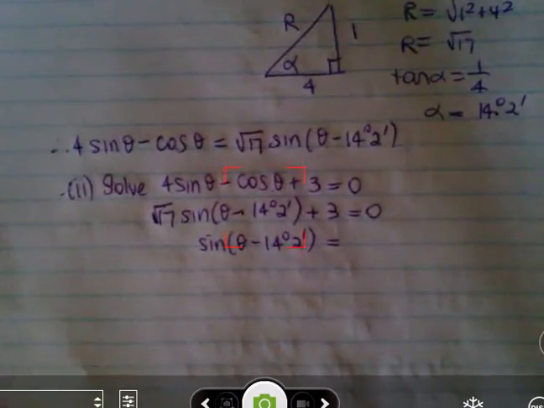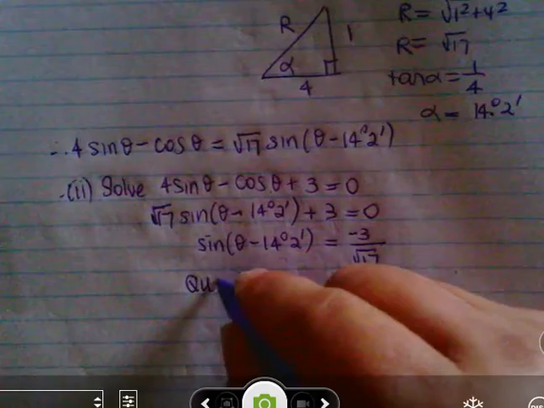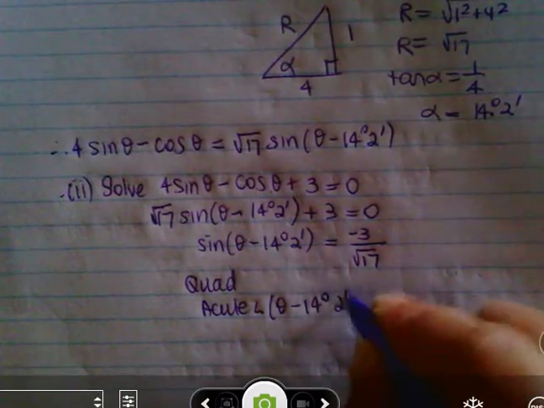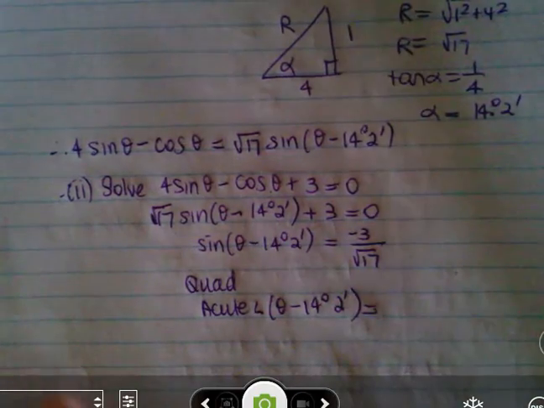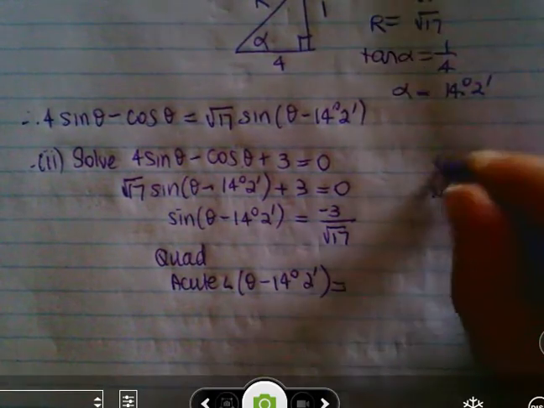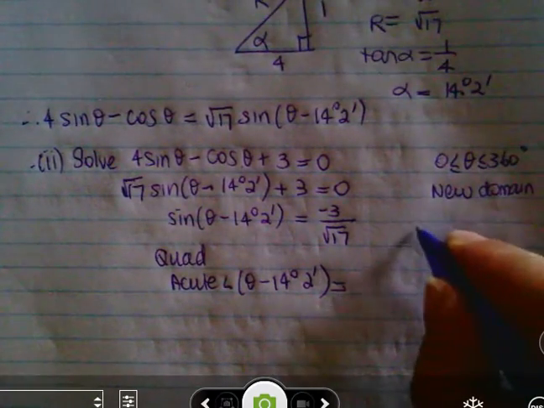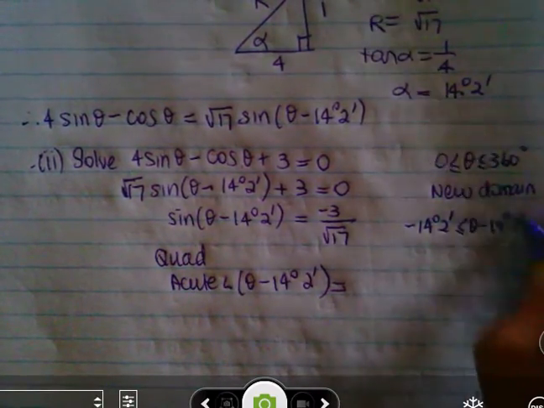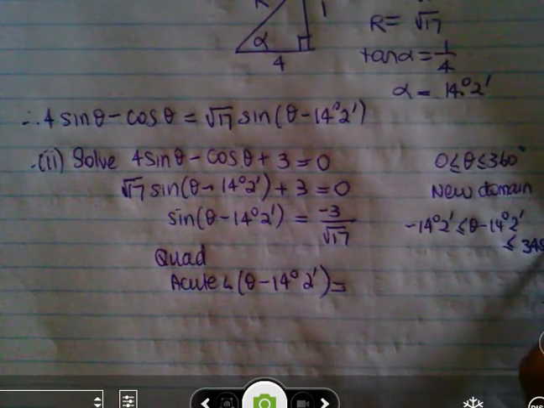Anyone? Good. -3 over root 17, which quadrants? And acute angle. You're going to have to work out your acute angle and your quadrants, and you're going to have to work out your new domain, because it's from 0 to 360, as stated in the question. Well, it was, sort of. You've got to subtract 14 degrees 2 minutes. 360 minus 14, 345 degrees 58 minutes.